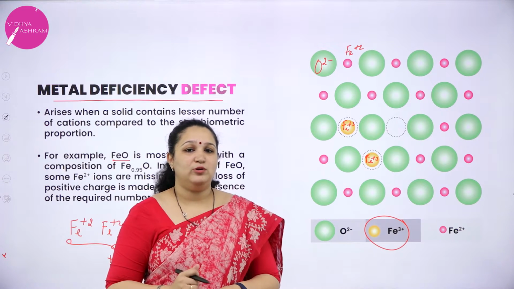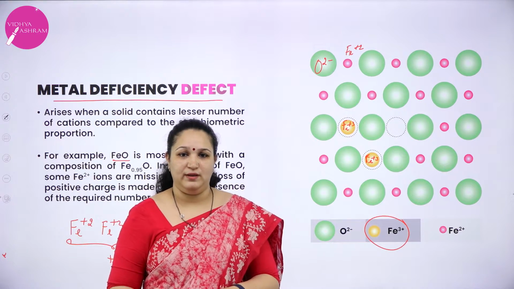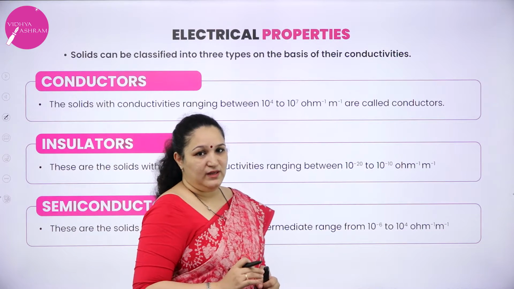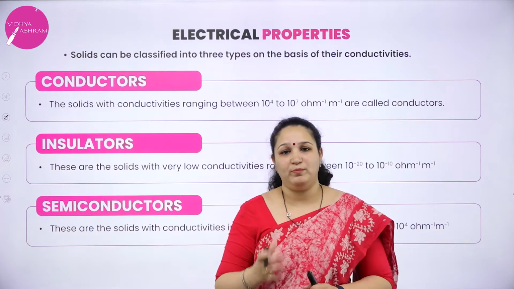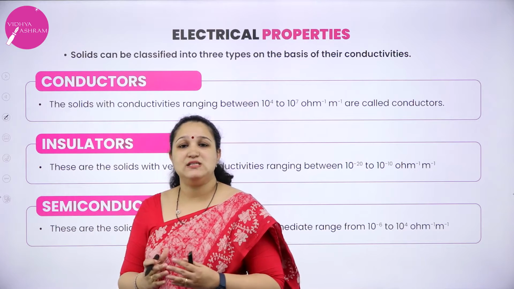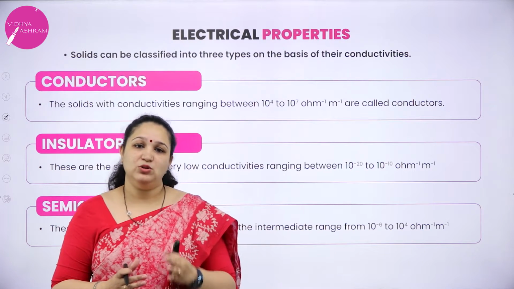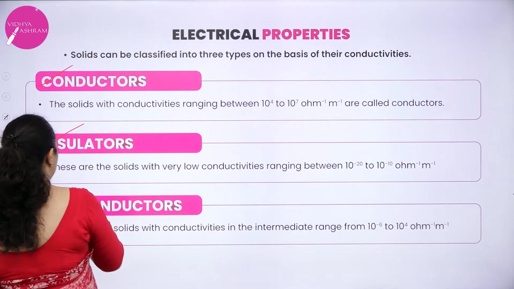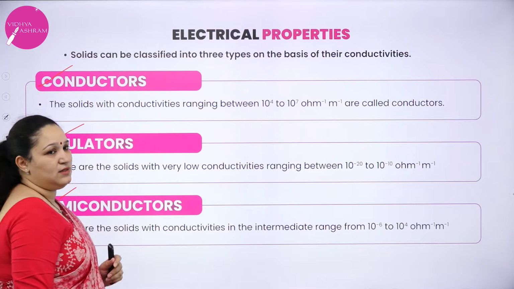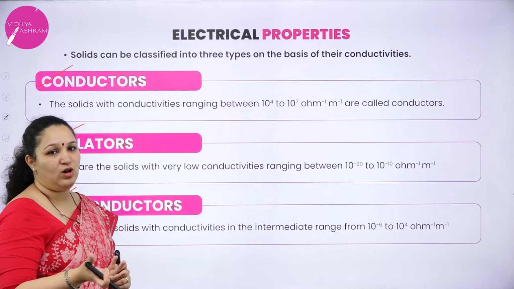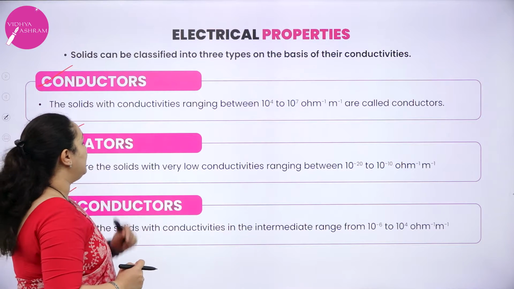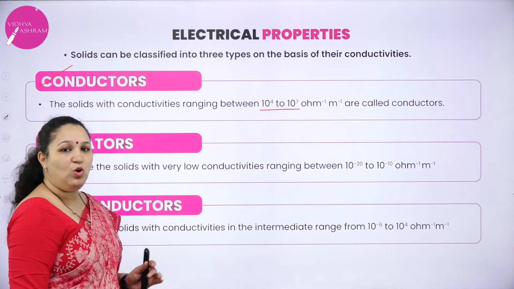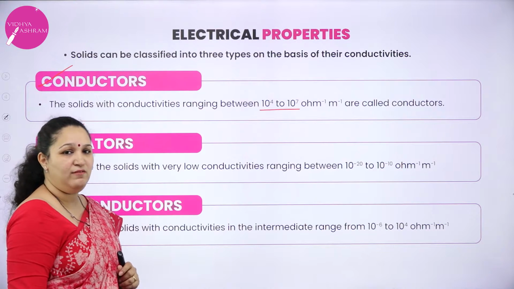Next we are going to learn about the electrical property. See, based on the conductivities, or the electrical conducting property, solids can be broadly divided into three types. Which are those? Conductors, insulators, semiconductors. What are conductors? The solids which can conduct electricity, we call them as conductors. What is their conductivity? It ranges from 10 to the power 4 to 10 to the power 7 per ohm per meter. Example I can give metals.